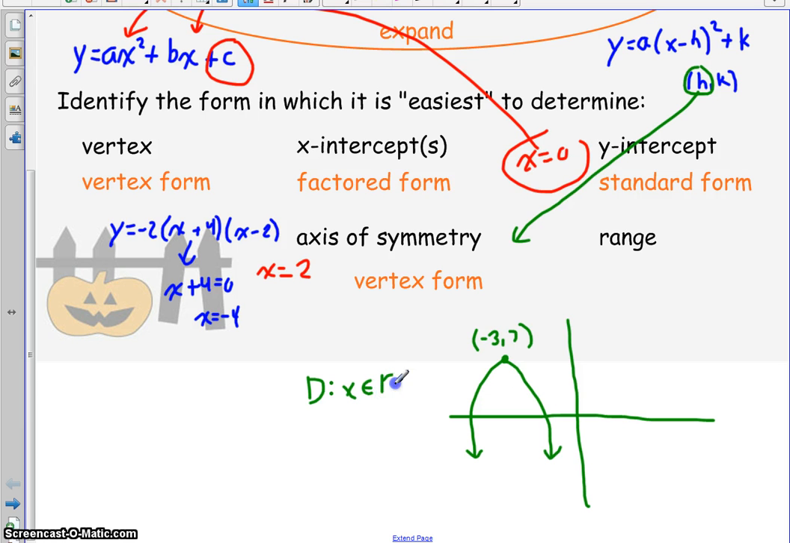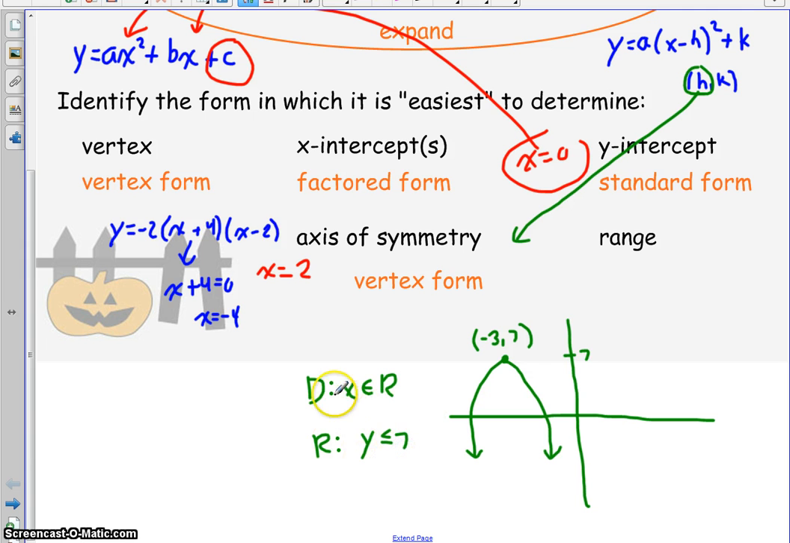For the range, I'm looking for all the possible y values. Well, y does not exist anywhere above this vertex. It only exists below the vertex. So the only y values that are going to exist here are any y values that are less than or equal to the maximum value, which is 7. So in this case, y is going to be less than or equal to 7.